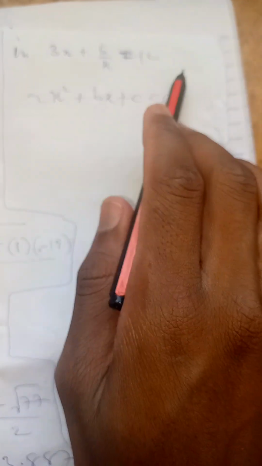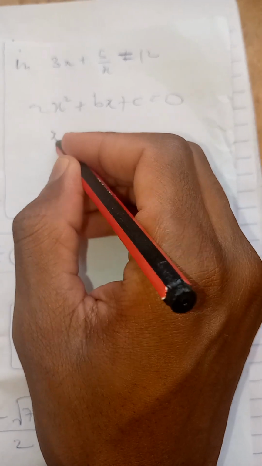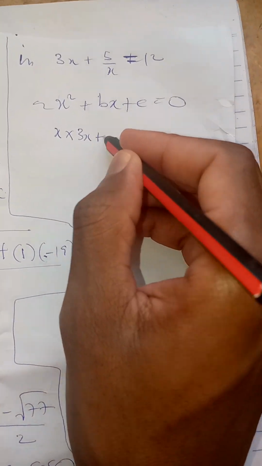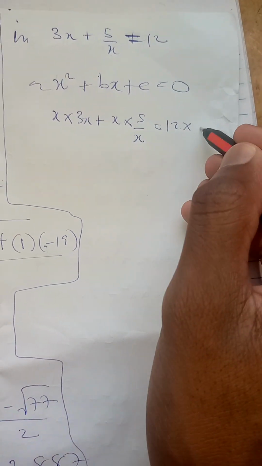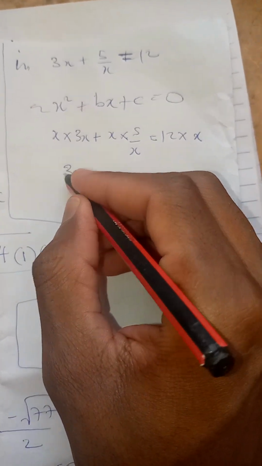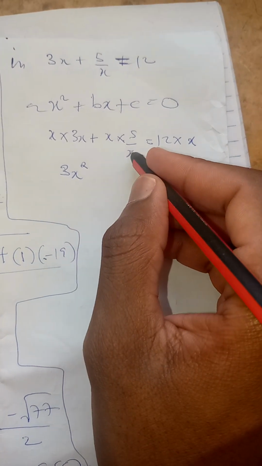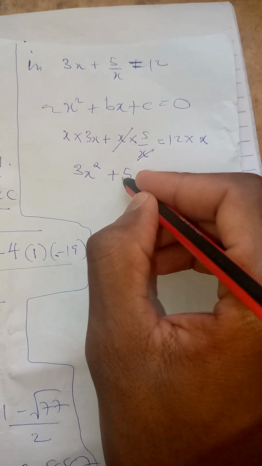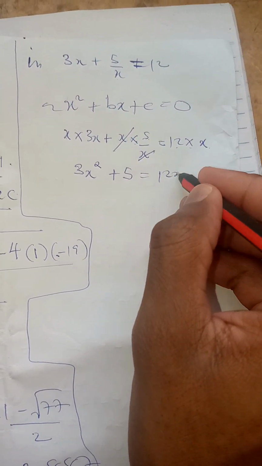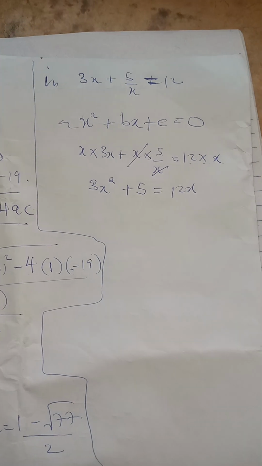The first thing is that you have to do away with that denominator there. How? You're going to multiply by this denominator throughout the equation. So you're going to have x times 3x plus x times 5 over x is equal to 12 times x. That's the first step. So x times 3x is going to be 3x squared. Then x times 5 over x, that x and that x cancel, remaining with positive 5. 12 times x is 12x. It's still not in this form.